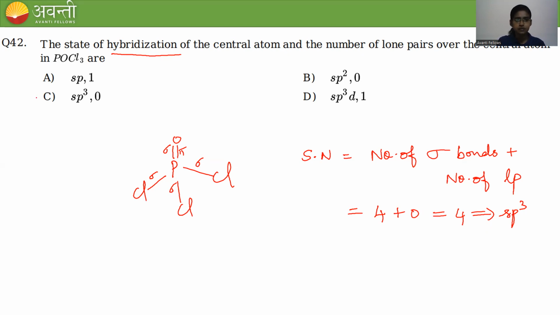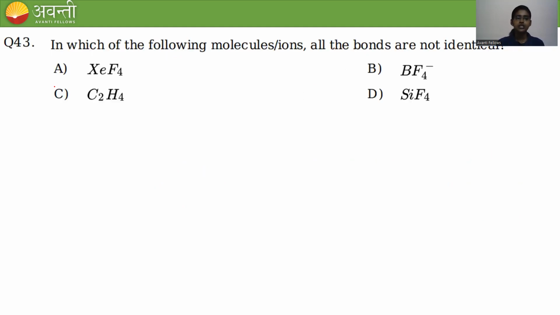So option C is the correct answer for this question. Okay. Then moving on to question number 43. In which of the following molecules or ions all the bonds are not identical? We have to draw the structure again. So option A is like this. It is XeF4, which is square planar in structure.